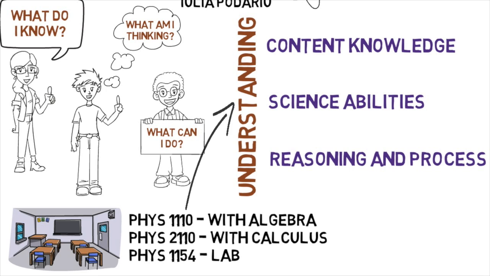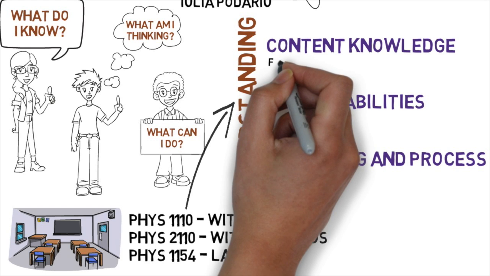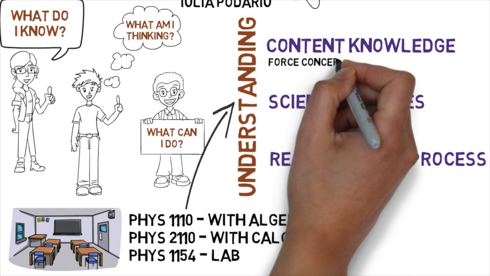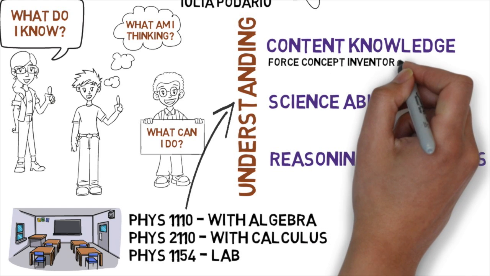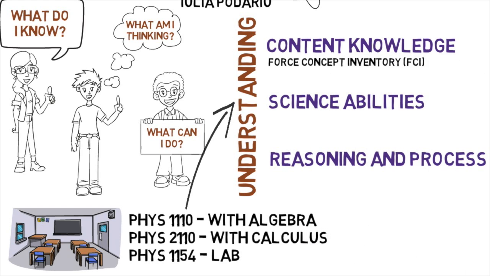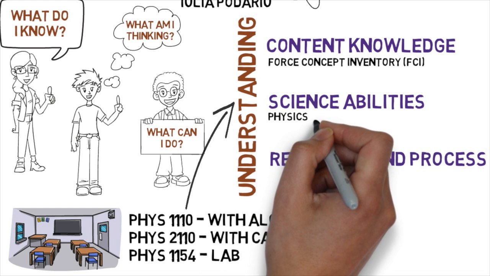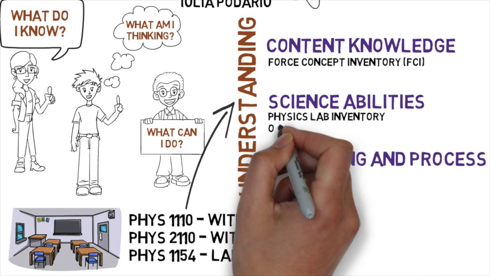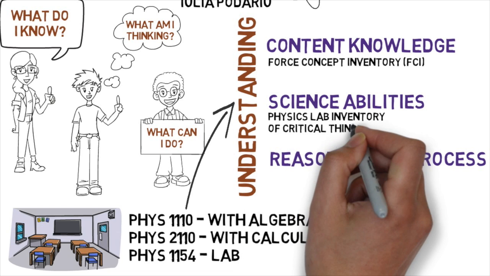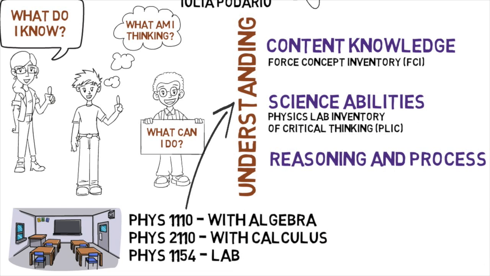Going back to our three-dimensional model, we chose research-verified assessment instruments that covered each component. For content knowledge, we chose the Force Concept Inventory, or FCI. This assessment tool is used in physics programs all over the world and assesses content knowledge in forces and motion. For science abilities, we have joined with the Cornell University Physics Education Research Group to help validate the Physics Lab Inventory of Critical Thinking, or PLIC.